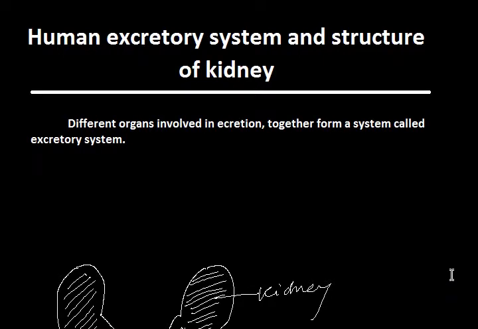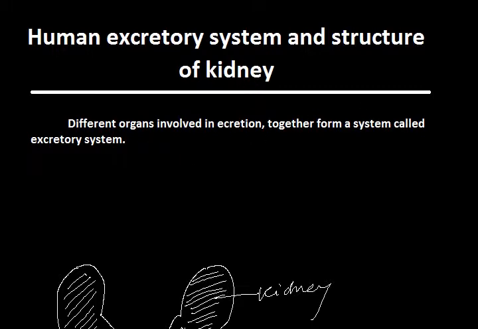Hello. Here we are going to discuss the human excretory system and the structure of the kidney. First of all, we have to know what the excretory system is. The different organs involved in excretion together form a system called the excretory system.